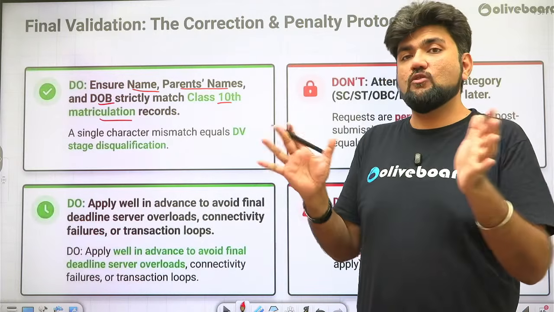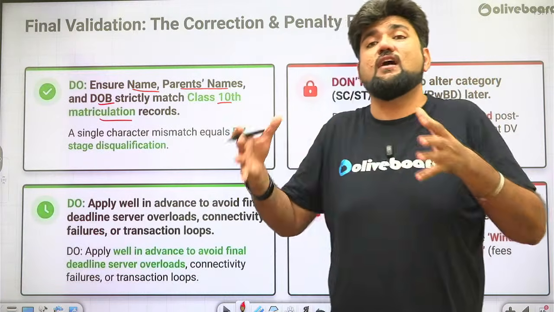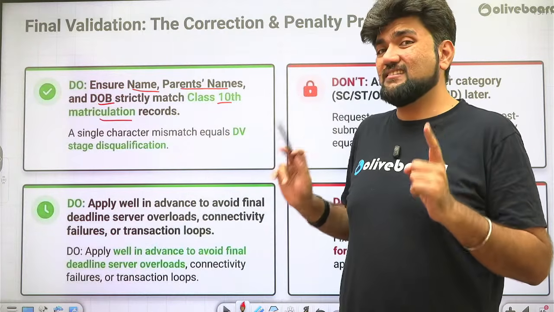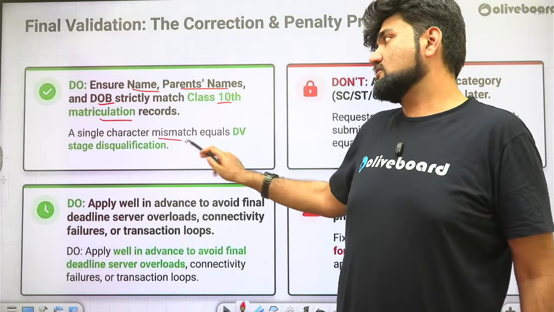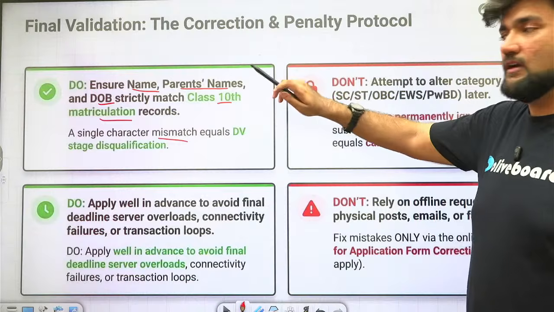So that is why I'm telling you, it's very common for students to misunderstand or misrepresent the spellings of their fathers' and mothers' names. Just one letter here and there. So make sure it matches exactly what you had entered in your 10th matriculation records. Single character mismatch equals DV stage disqualification. Not now, but at the stage of DV, you will be disqualified.